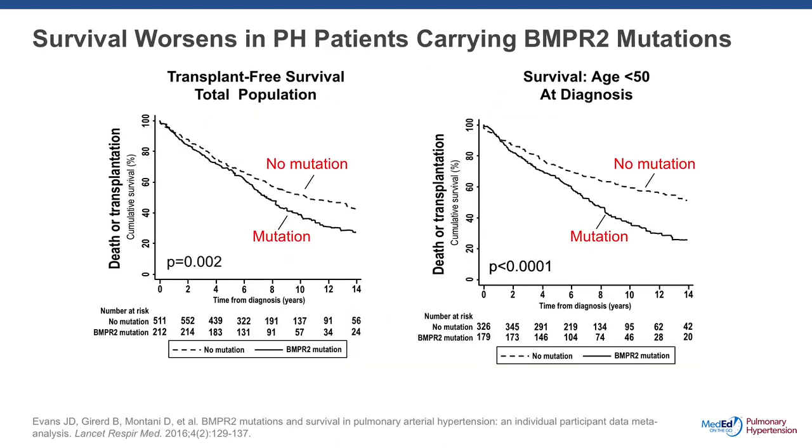We certainly know that patients who carry the BMPR2 mutation have worse outcomes than patients who do not. This slide compares the total population of BMPR2 receptor mutations, the solid line on the bottom, and their outcome versus patients who don't have that mutation in a French population. And if you look at the patients who present younger in the right panel, those patients who are less than 50 at the time of diagnosis, you can see the separation of the survival curves is even more pronounced. So the younger patients with this mutation have a particularly poor survival.